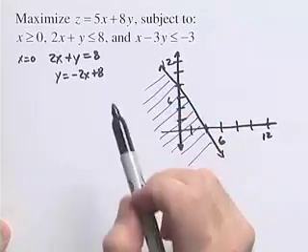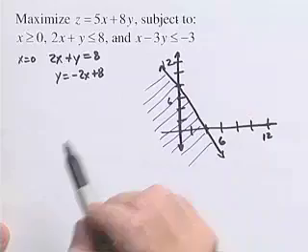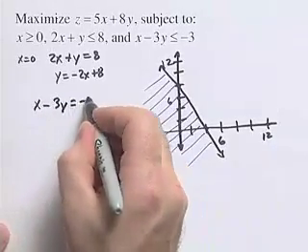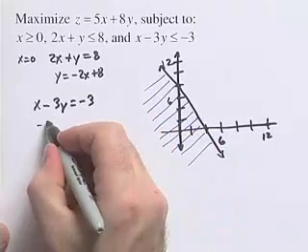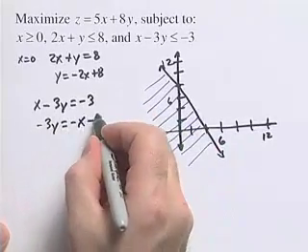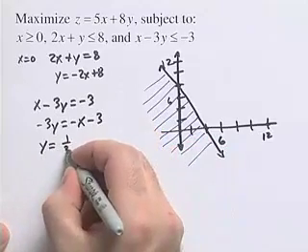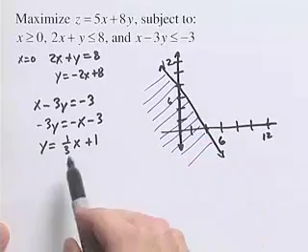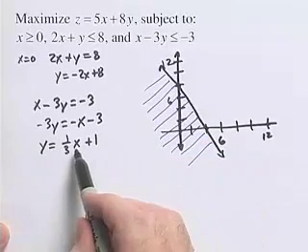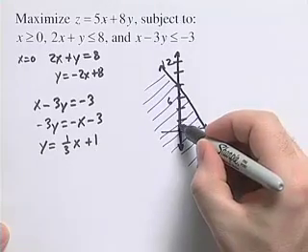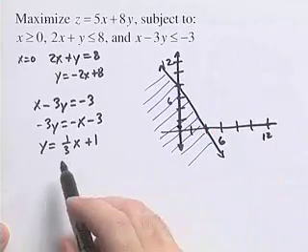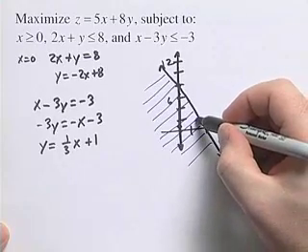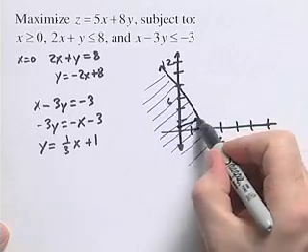Next, we're going to look at our last inequality constraint. We have x minus 3y is less than or equal to negative 3. If we consider that as an equation, x minus 3y equals negative 3. Again, we're going to solve for y. Negative 3y equals negative x minus 3. Y is equal to 1/3 x plus 1. The inequality is non-strict, so we're going to graph this line with a solid line. We need a couple of points again. If we let x equal 0, y is equal to 1. That'll put us right there. And if we let x equal 3, then y will equal 2. Go 3, 2.